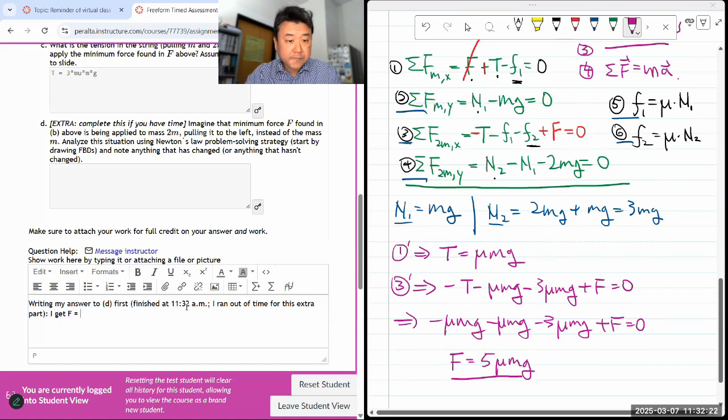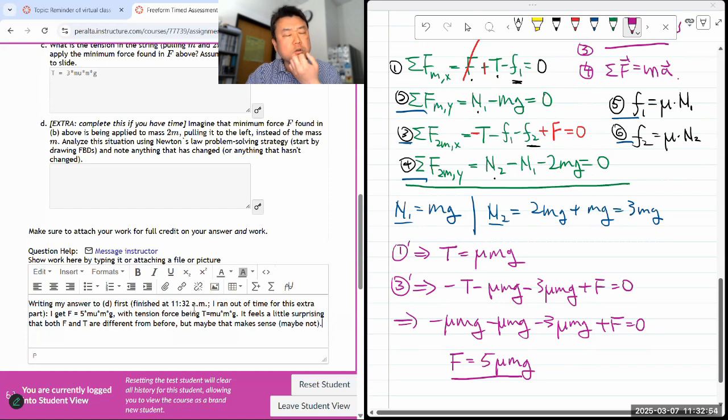I get F is equal to 5 times mu times mg, with the tension force being T equals mu mg. It feels a little surprising that both F and T are different from before, but maybe that makes sense. Maybe not.